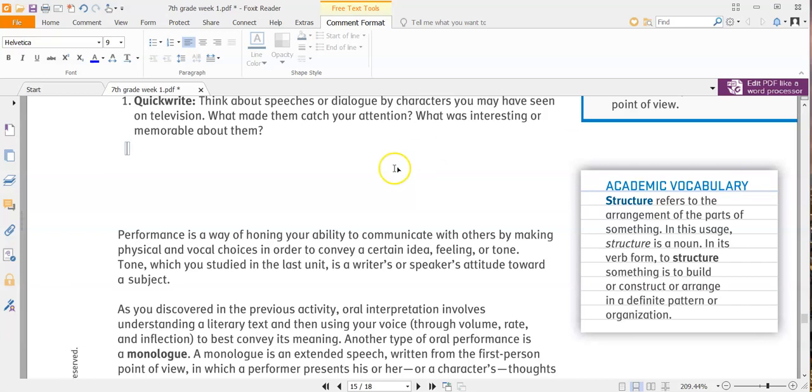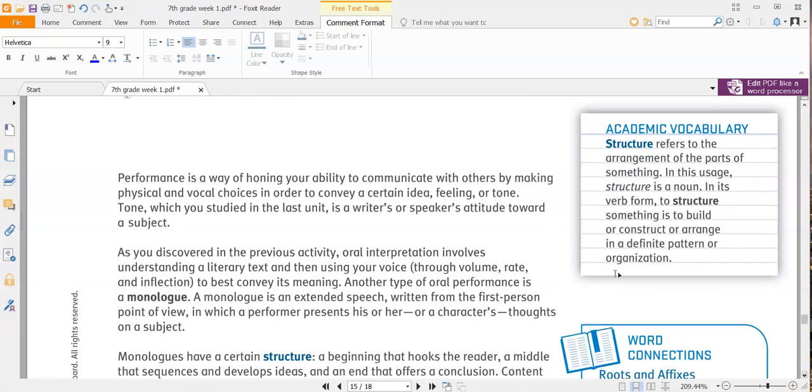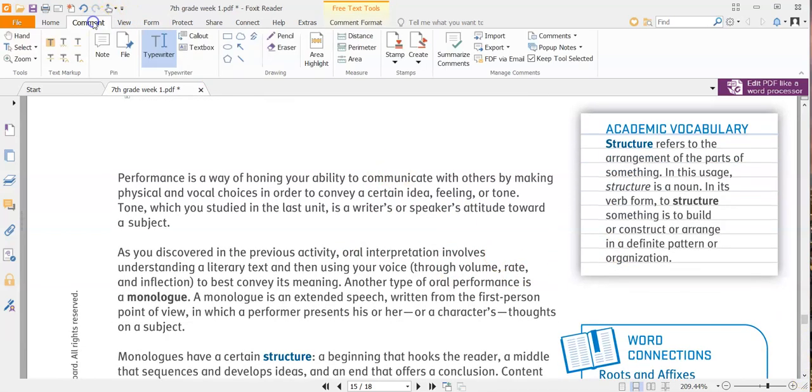So here it says performance is a way of honing your ability to communicate with others by making physical and vocal choices in order to convey a certain idea, feeling, or tone. Tone, which you studied in last unit, is a writer's or speaker's attitude toward a subject. Alright, so that's something you might want to remember, is that tone is the speaker or writer's attitude toward the subject. I'm going to highlight that.